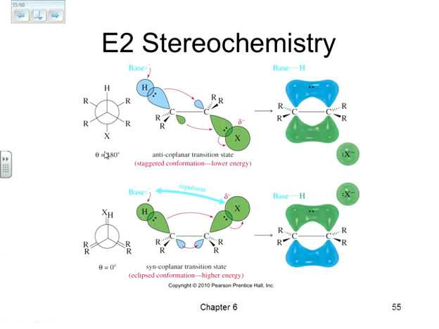Now, whenever they're on the same side, so like this, what do we call this? Eclipsed. Is that favorable? No. And you see there's crowding going on there. And on top of that, your base has to somehow fit in here and grab that hydrogen, and your leaving group has to leave altogether. So it doesn't like that. So it likes your hydrogen and leaving group 180 degrees apart. They call that anti-coplanar. Anti meaning they're 180 degrees, coplanar meaning they're just flat.